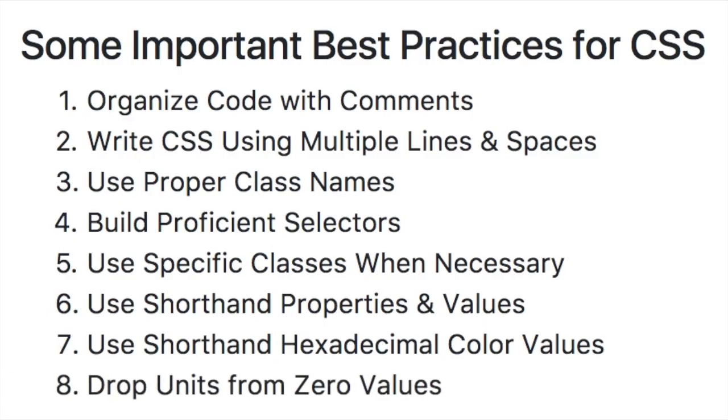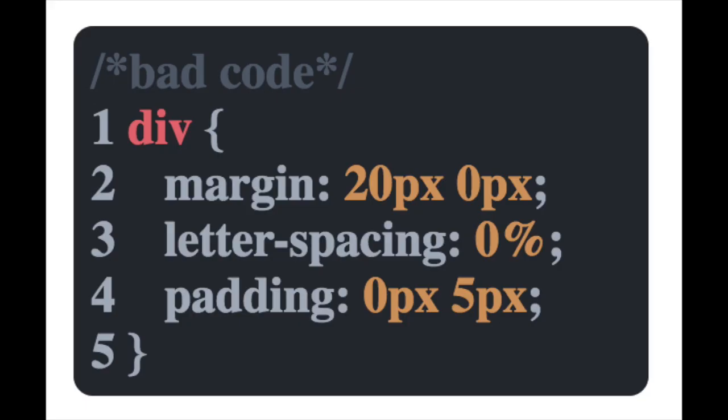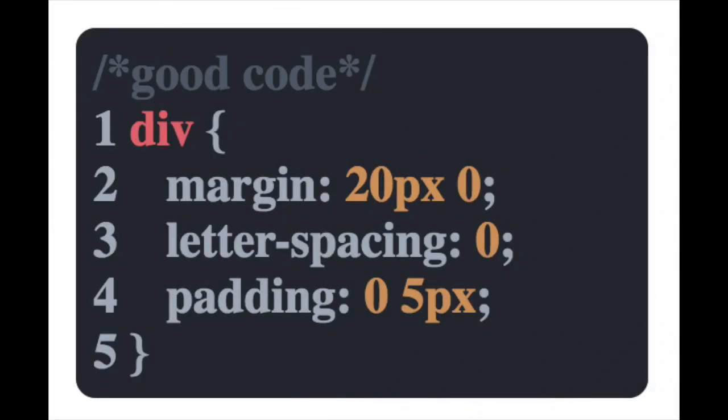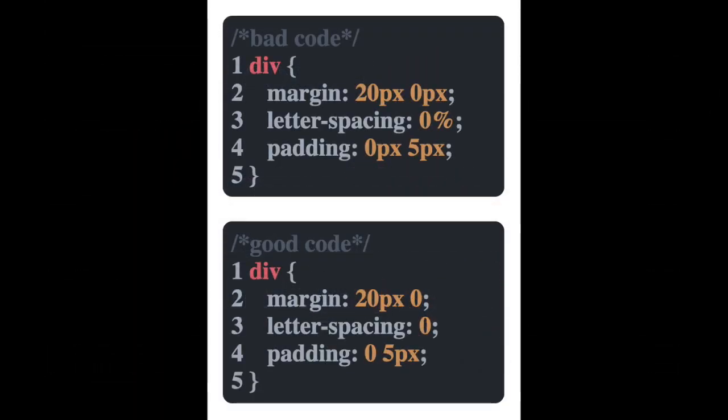Number 8, dropping units from 0 values. One way to easily cut the amount of CSS needed is to remove the unit from any 0 value. It doesn't matter which length unit you're working with, just use a 0. Adding the unit is unnecessary and provides no additional value for the browser. So in our good code, we can see when the value is 0, there is no unit that follows it.